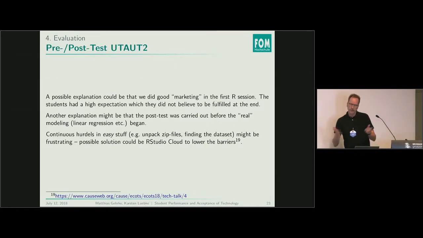What could be the explanation? Okay, we probably did good marketing in the beginning, and we showed some graphs with R, which is always very good, and it was quite easy to use. But afterwards, when they really had to type a little bit at least, it becomes difficult. And then, we did it before the real modeling starts. That could be a problem too, because I think that's something important, because they want to see, okay, where can I use it? And that probably was too early. That's what I said in the beginning.